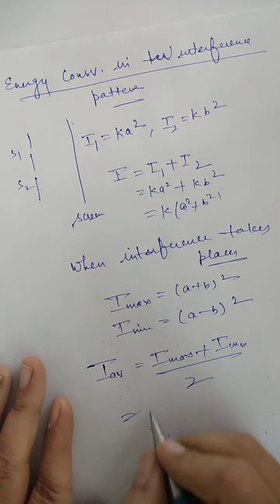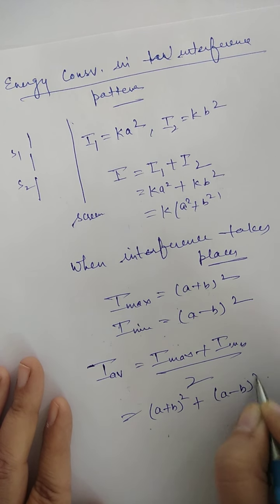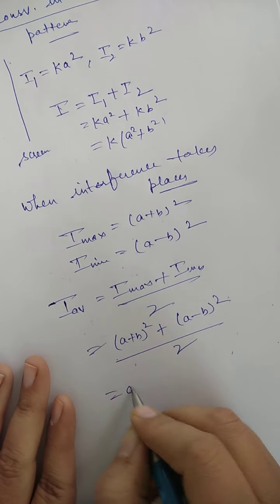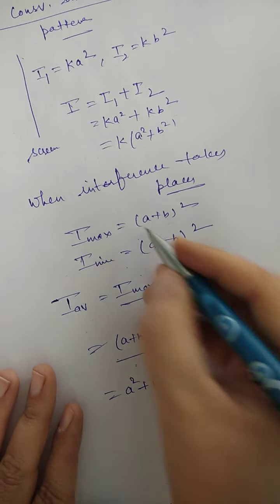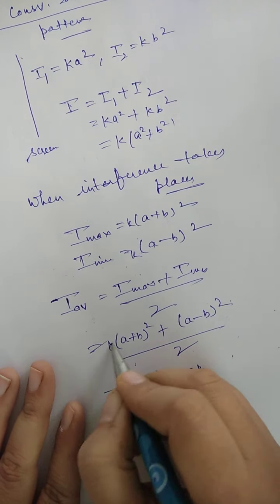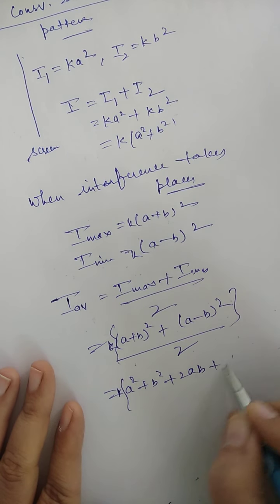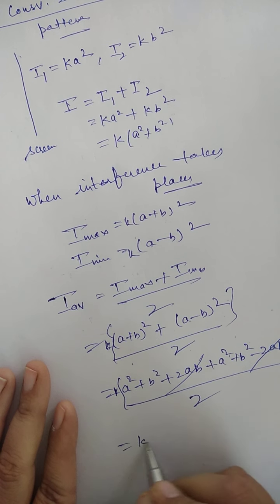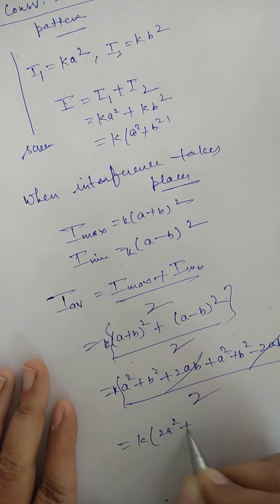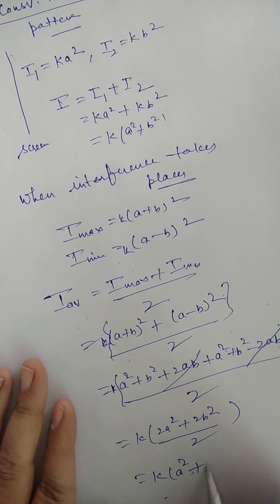तो आप इसको सॉल्व करो. A plus B whole square plus A minus B whole square divided by 2. तो ये आ जाएगी A square plus B square plus 2AB. आप K लिखना चाहते हो तो लिख लेना, अदरवाइज यहाँ ये K कॉमन ही आ जाएगा आपका इन दोनों टर्म में से. So it is A square plus B square minus 2AB divided by 2. ये कैंसिल हो गया. So it is K into 2A square plus 2B square divided by 2. It becomes K into A square plus B square.